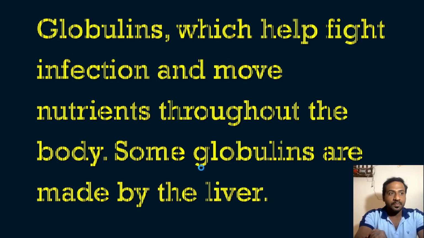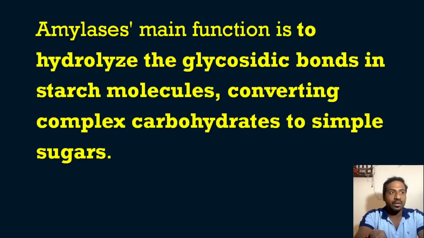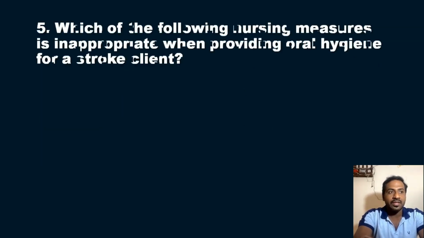Okay, so that's all regarding the question. And one more option was there in the end, that was the amylase. So what is the function of the amylase? Amylase's main function is to hydrolyze the glycosidic bonds in the starch molecules and convert the complex carbohydrates to simple sugars. So that is the function of amylase. So in the options, albumin, globulin and amylase we have already explained, and the answer for our question was fibrinogen, which helps in the blood clotting process. Okay, so moving on to the next question.